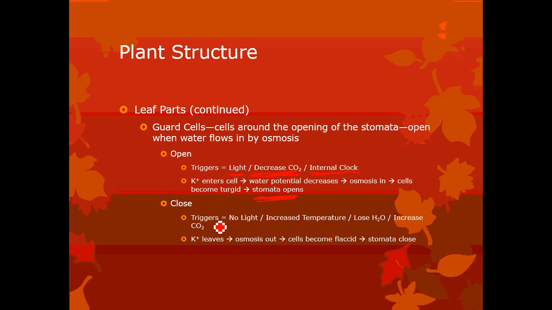And then the triggers for closing them would be no light, because they're not going to be able to do photosynthesis, so closing it is going to reduce that water loss. Increasing temperature, because again, that's going to negatively affect them in losing water. They've lost too much water, or an increase in carbon dioxide, because then they don't need as much, it's available, so they can close up a little bit. So how do they actually close? Potassium leaves, osmosis, so water moves out, the cells become flaccid, and the stomata close.